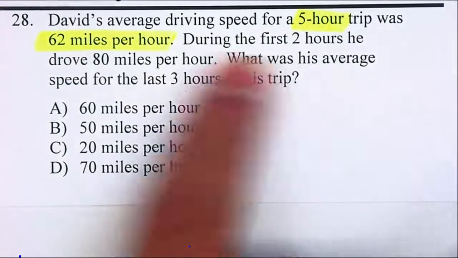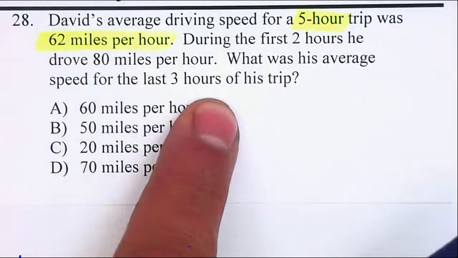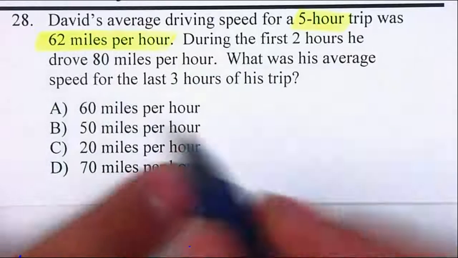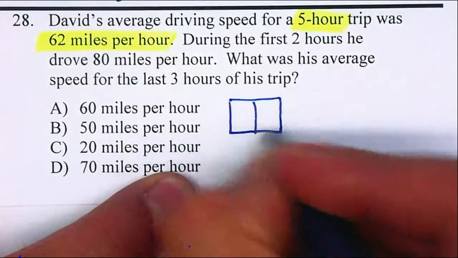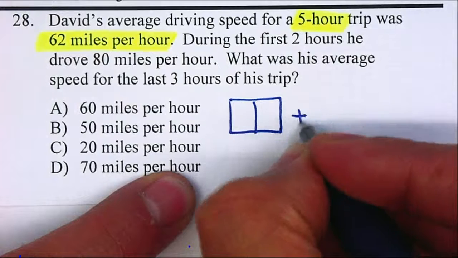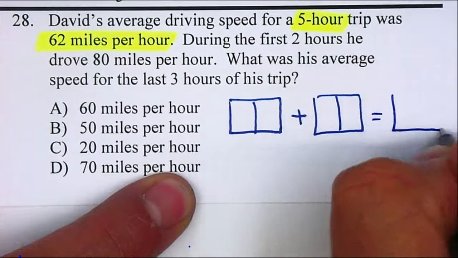During the first 2 hours, he drove 80 miles per hour. What was his average speed for the last 3 hours of the trip? So they give you the entire amount of the trip, so therefore we do need the 3 boxes. First box, that was for the first part. This is for the second part, and this is going to be for the total.